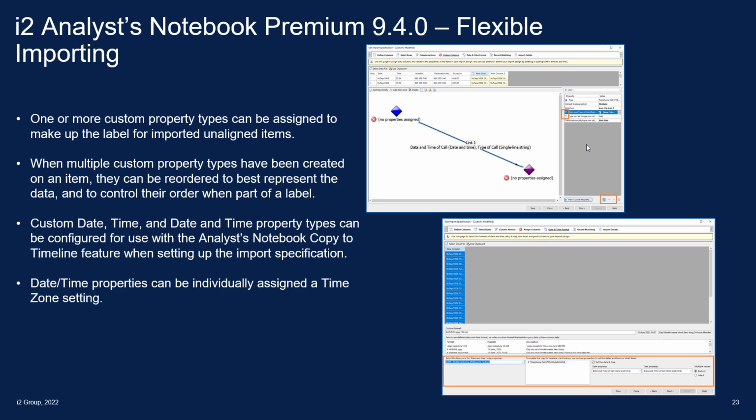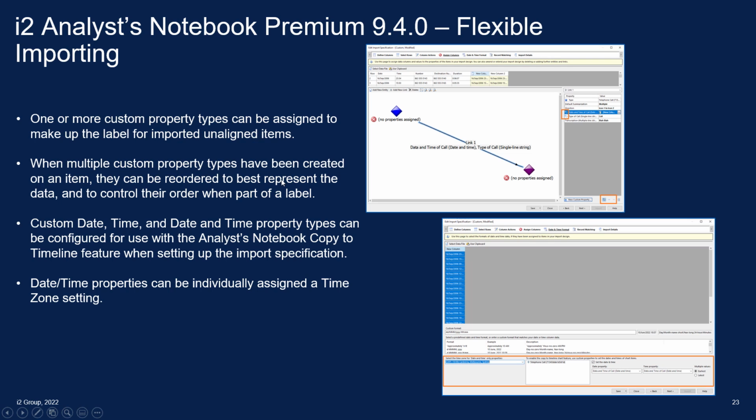When setting up the import spec, you can assign one or more custom property types to make up the label for imported unaligned items. So in this case here, for my date and time property, so my link here, my label is made up of a number of custom property types. And I can choose within those custom property types which order I want them to be, so I can reorder them. And obviously that also influences how they are ordered in the label. So the controls down in the bottom right here allow me to assign those custom property types as labels and to choose the order of those properties as they appear.